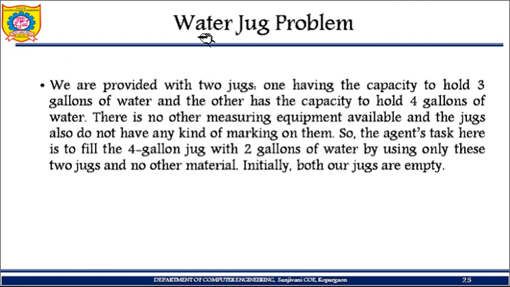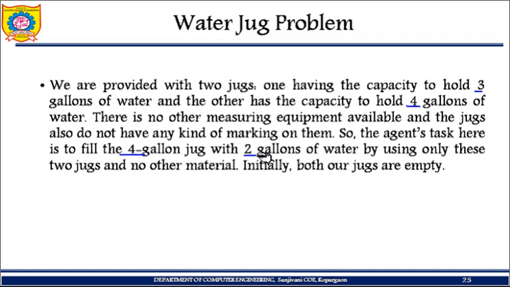I have an interesting problem for you: the water jug problem. I have a jug, I have water in it, and I have to play with it. This is your problem statement. We are provided with two jugs. One has the capacity to hold 3 gallons of water and the other has the capacity to hold 4 gallons of water. There is no measuring equipment available and the jugs do not have any markings on them.